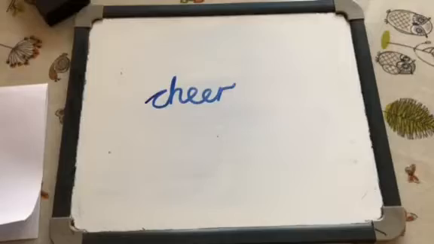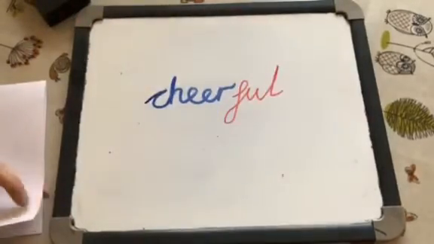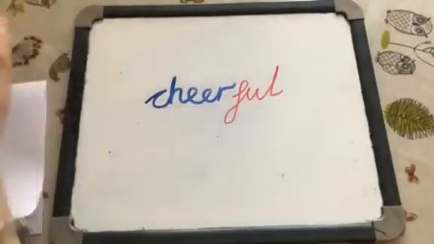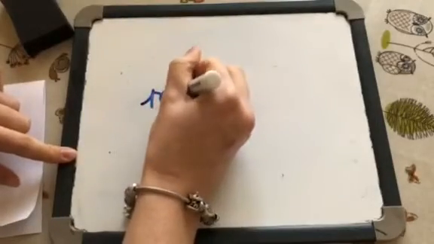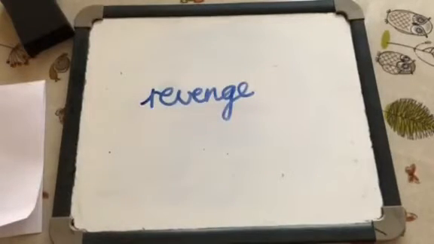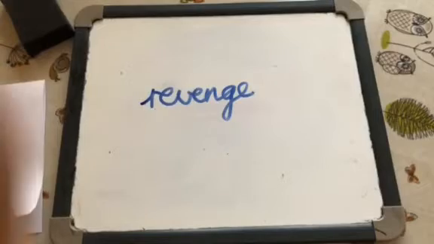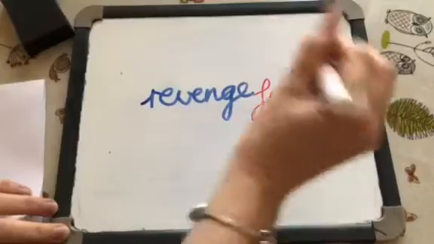So cheer to cheerful, I just add my full. I don't have to do anything else. Right, next one. Revenge. He was revengeful, full of revenge. Okay, have a go at that one. Right, revenge to revengeful, although it ends with an E, I just add my full.